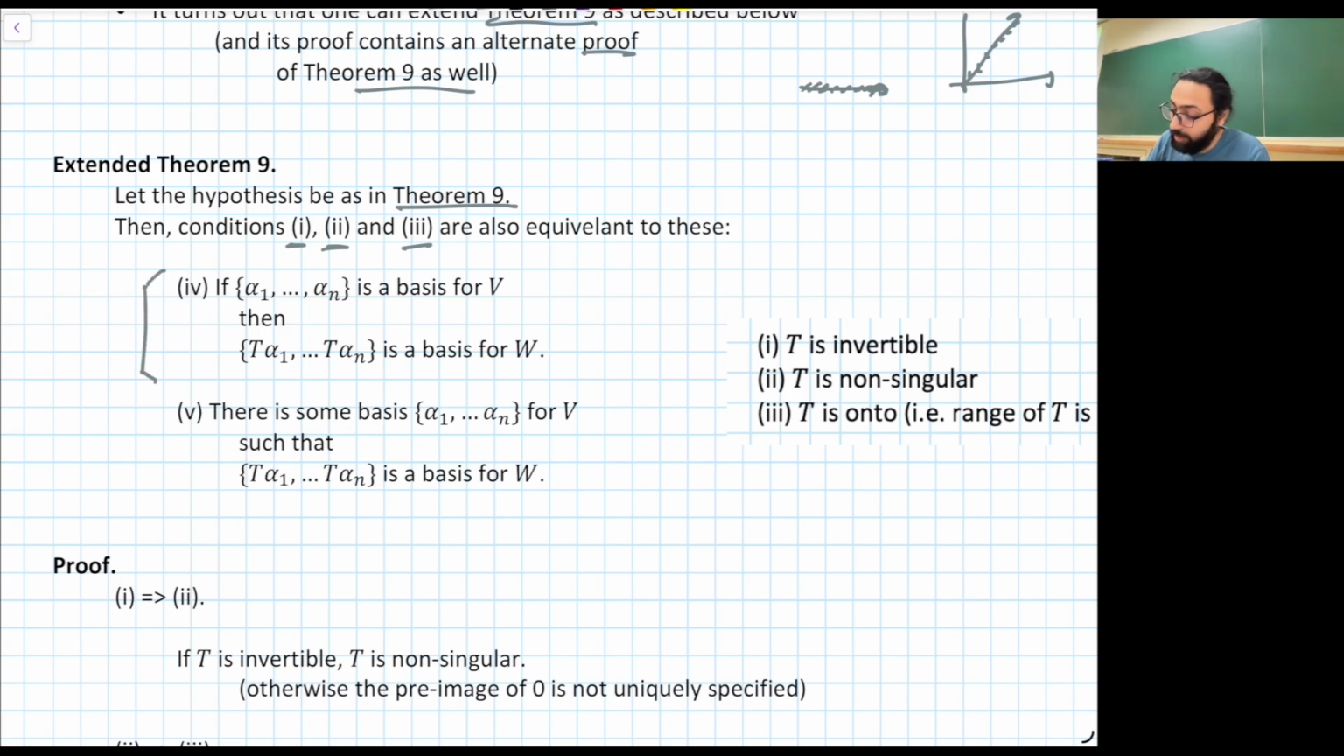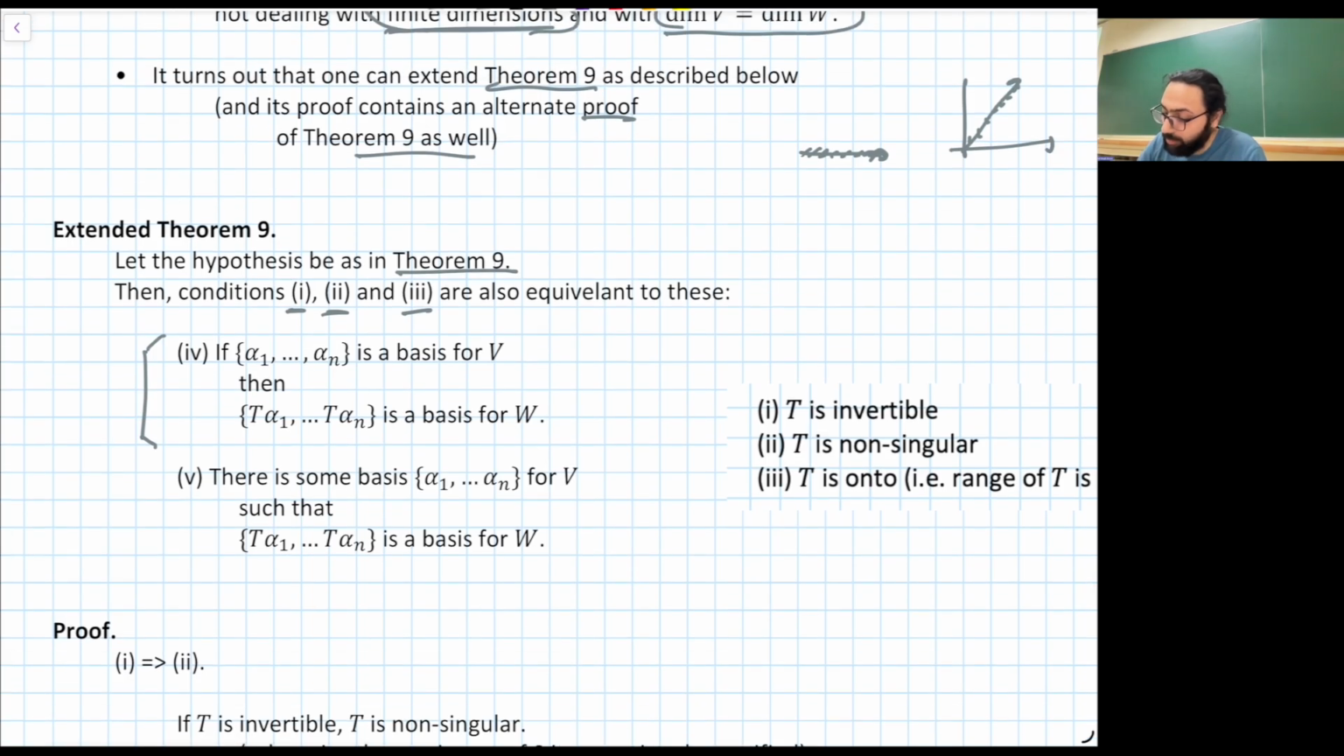So the fourth point is this. We have 1, 2, 3. We remember, so 1 was, I forget the order. Do you guys remember the order? Third was invertible, I think, right?